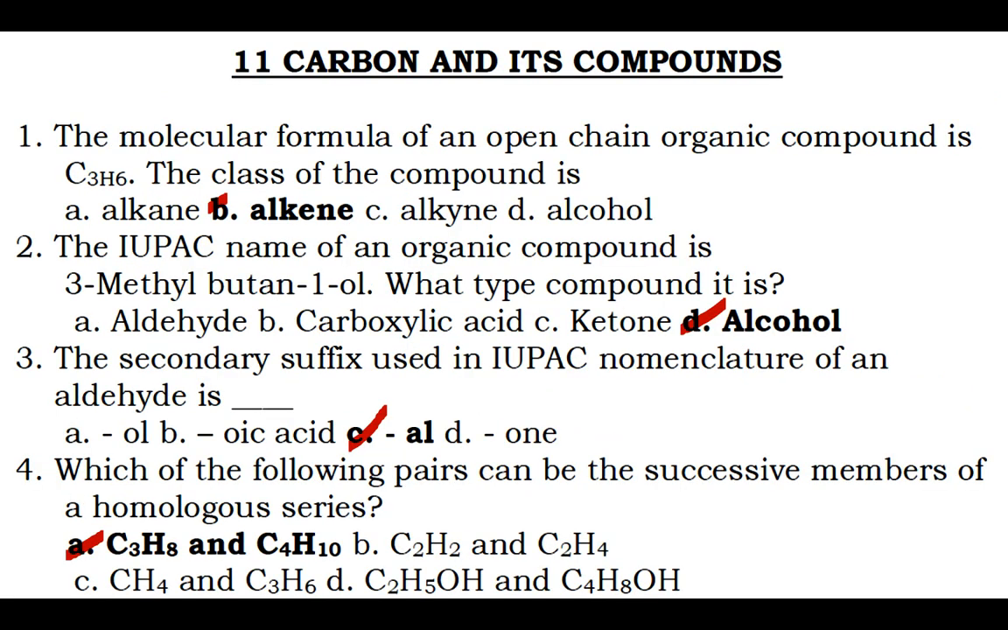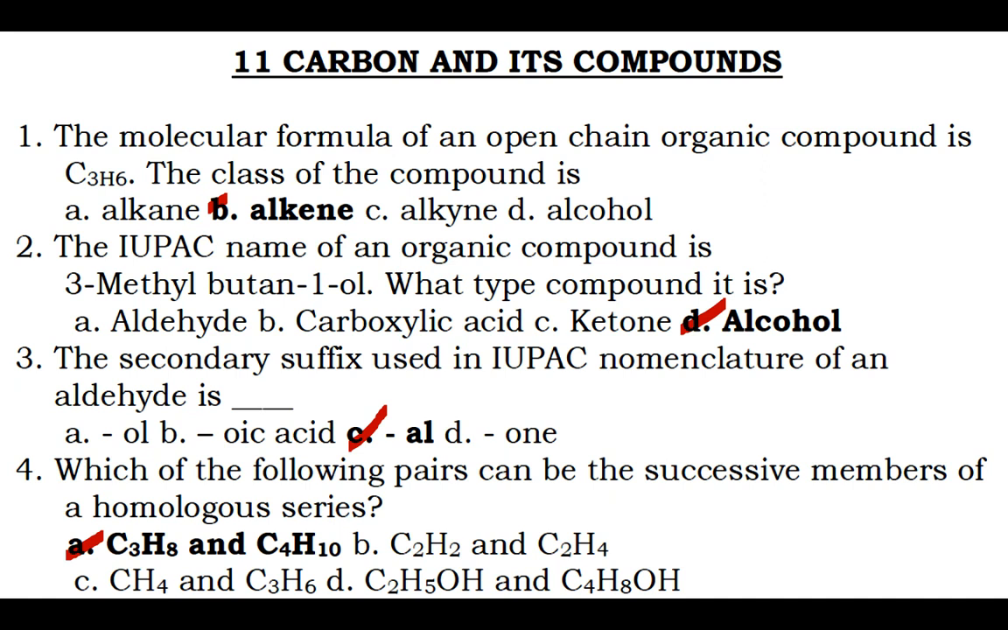11th lesson, carbon and its compounds. Question number 1. The molecular formula of an open chain organic compound is C3H6. The class of the compound is option B, alkene. Question number 2. The IUPAC name of an organic compound is 3-methyl butan-1-ol. What type of compound is it? So it is an alcohol. So it is option D, alcohol.